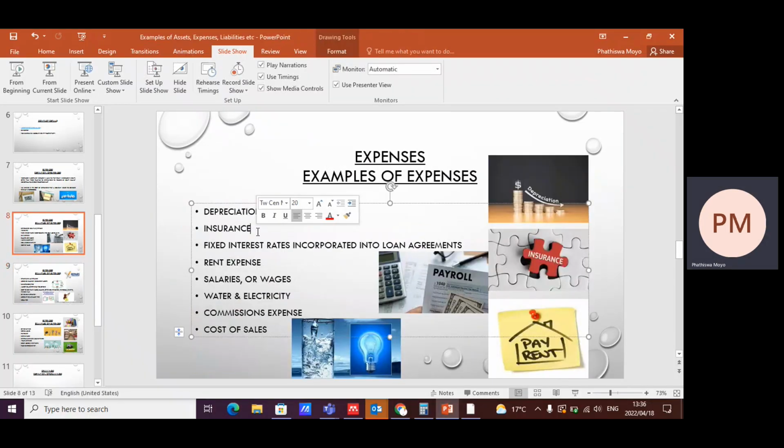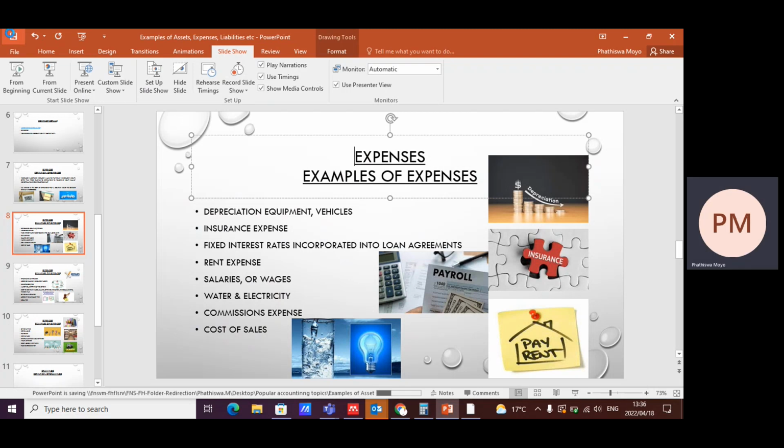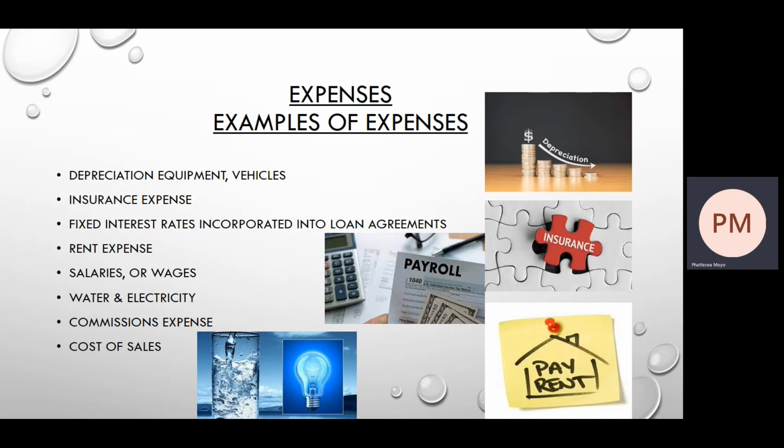The reason I'm strict in saying insurance expense is that when you do grade 12, sometimes you get insurance income where they've made a claim and the insurance is paying out. So I needed to make it clear that this is insurance expense. Then fixed interest rates incorporated into loan agreements.